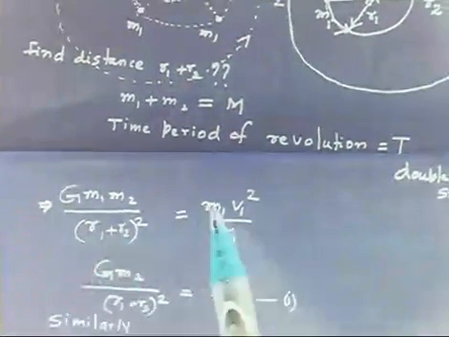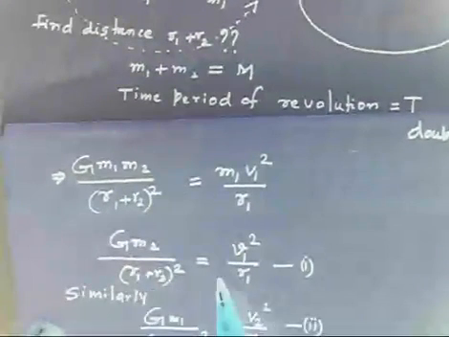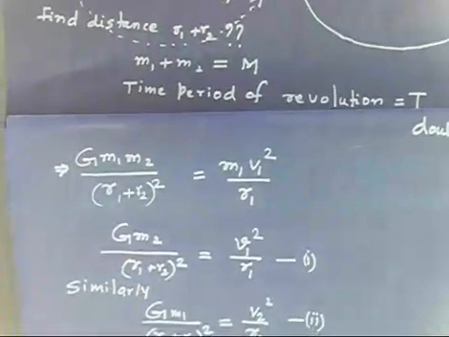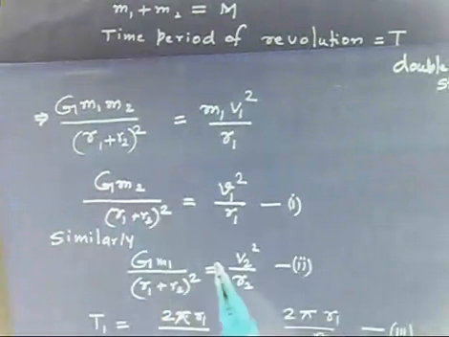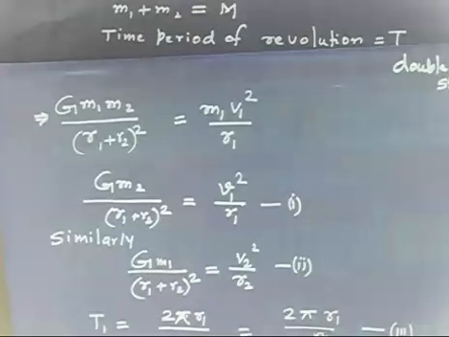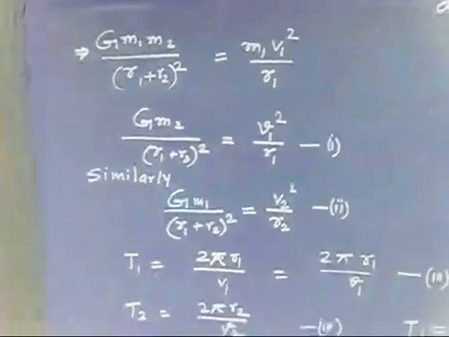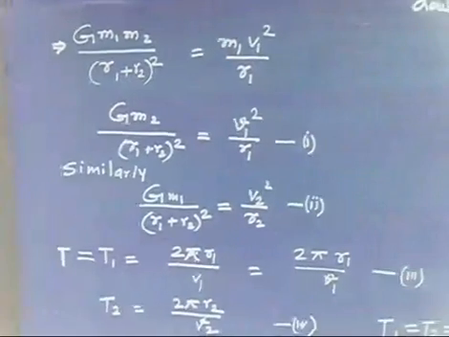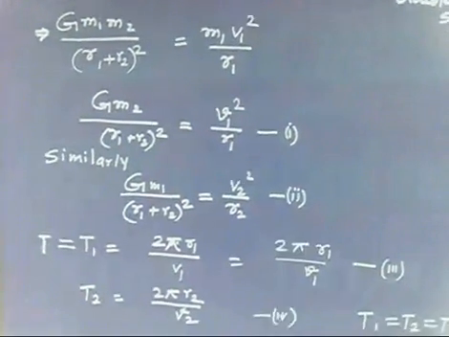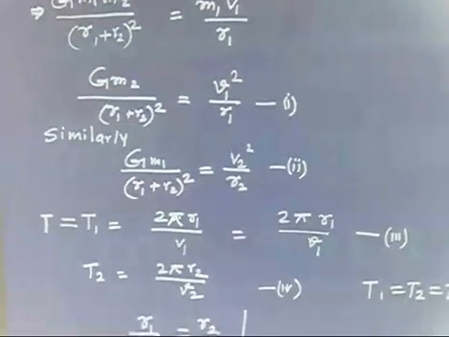Similarly, you can cancel m1, so you will have G m2 by r1 plus r2 whole square equals v1 square by r1. Similarly, you can write for m2, here you will have m1 and here you will have v2. So this is the expression for v1 and v2. Now the time period for both is the same, so you find the time period T1. So T1 is basically T. Both time periods are the same. So T is 2 pi r1 by v1, and T2 is 2 pi r2 by v2.